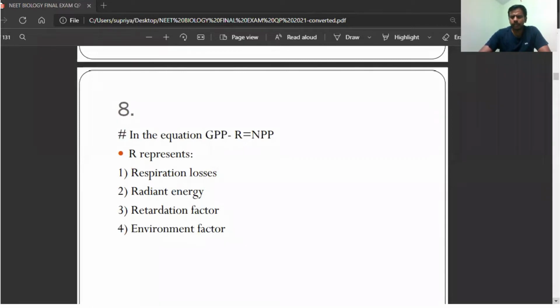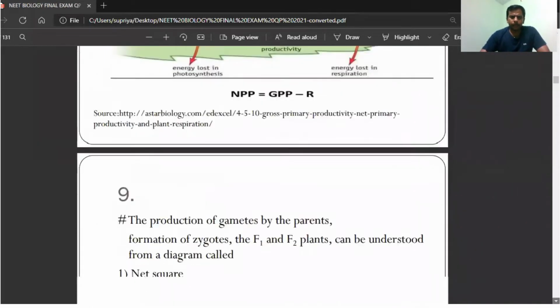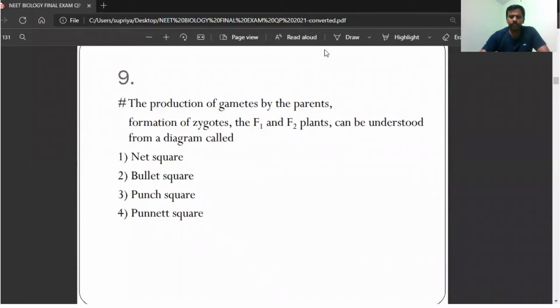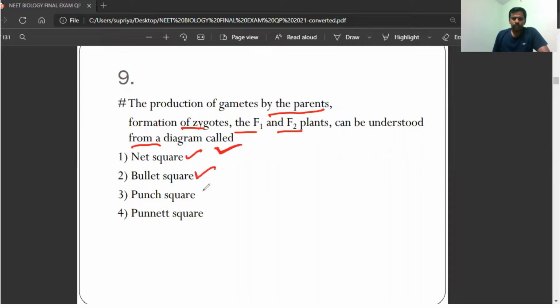Now see students, another question, one more question, that is question number 9. Question number 9, very easy. The production of gametes by the parents and the formation of zygotes, the F1 and F2 plants, can be understood from a diagram called a Punnett square. As you know, R.C. Punnett invented the board, the Punnett square board or Punnett checkerboard, and that can be used to determine all the possible phenotypes.